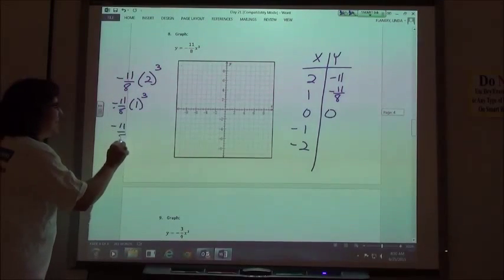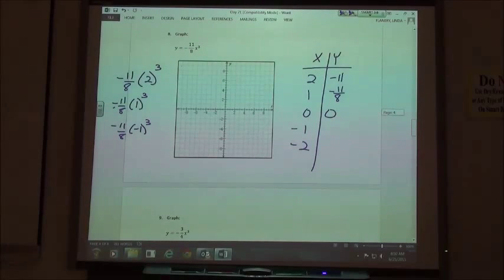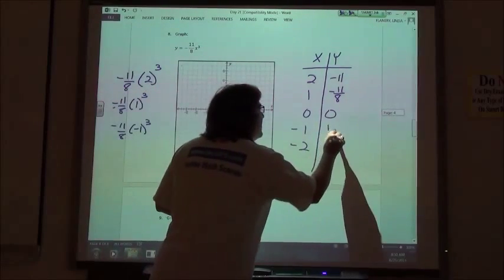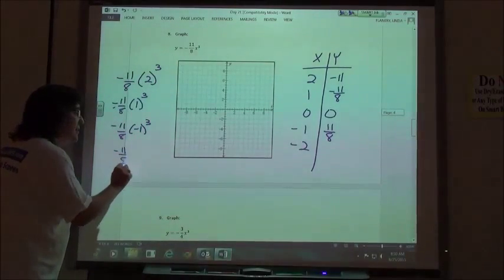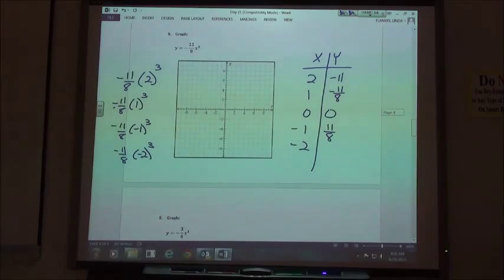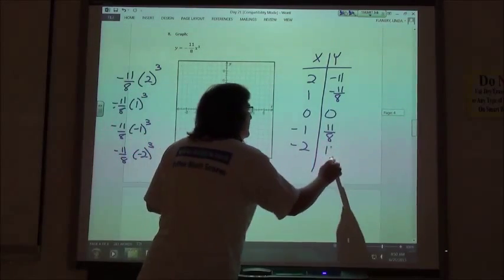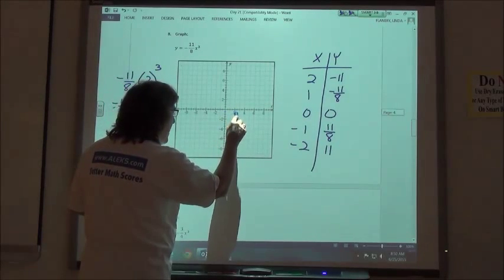Negative 11/8 times my negative 1 cubed is going to give me positive 11/8, because I'm going to have a negative times a negative. And then negative 11/8 times my negative 2 cubed gives me positive 11. And so on this one, we've got 2 down to negative 11.